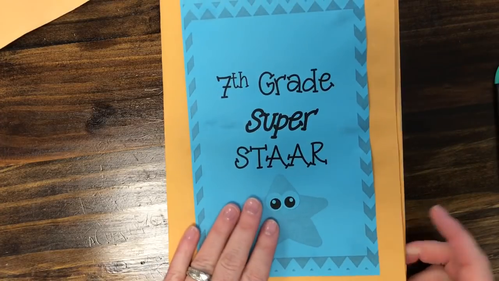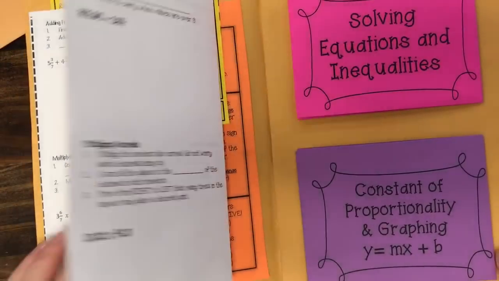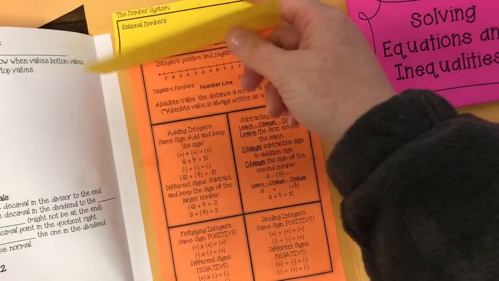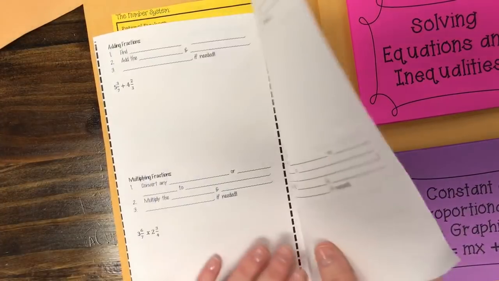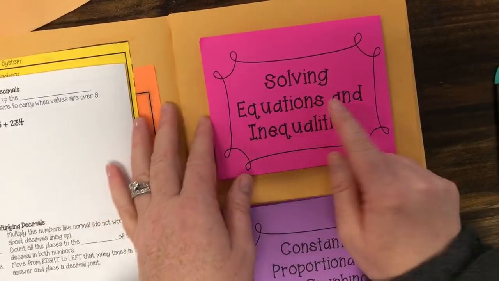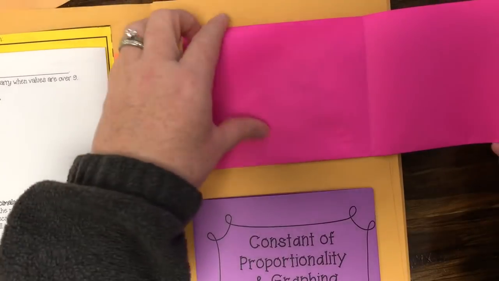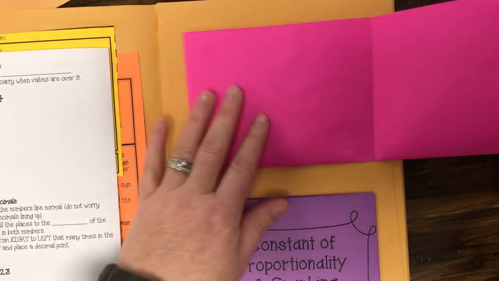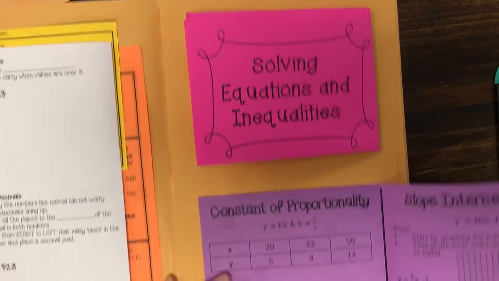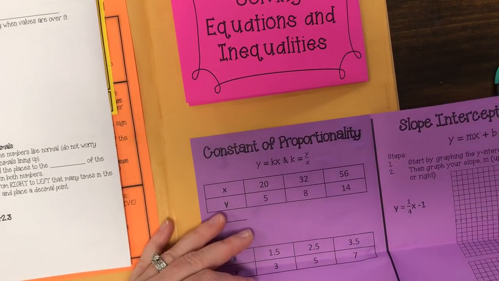So this is your very first page right here. Our second page should have the base orange, our little flap right here of the number system, and then adding decimals and then fractions. Our second page says solving equations and inequalities, and it folds out like that. Our third page is here. Our second page bottom is here.